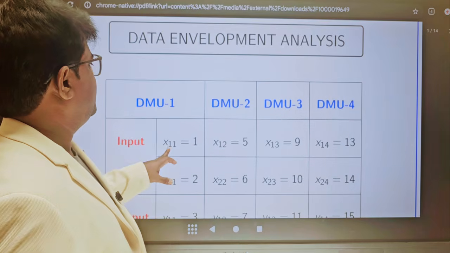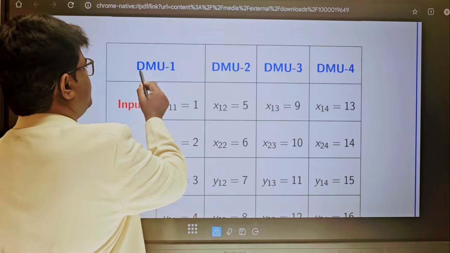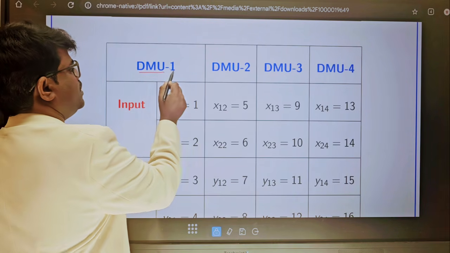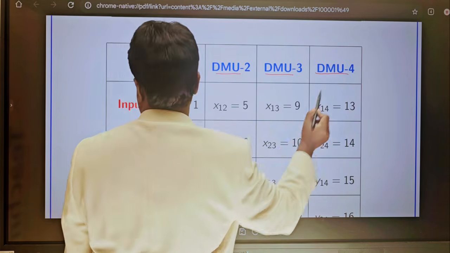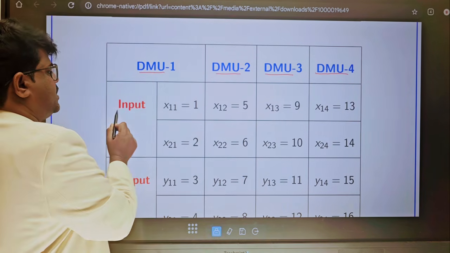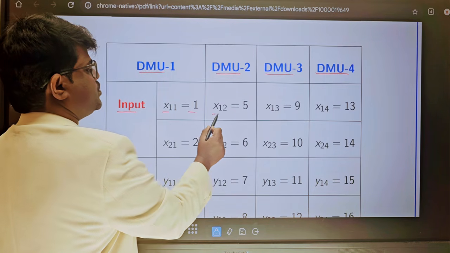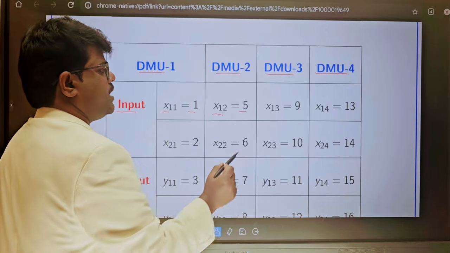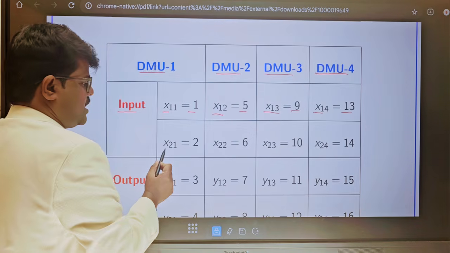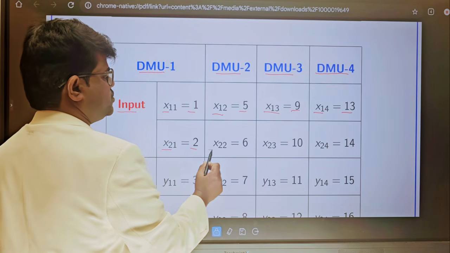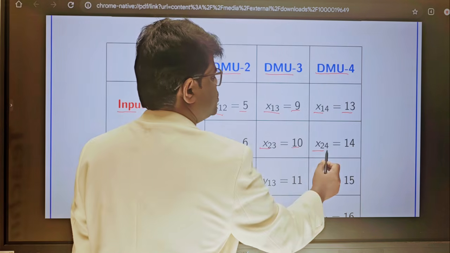Consider four DMUs: DMU1, DMU2, DMU3, DMU4. I have taken two inputs: x11 equals 1, x12 equals 5, x13 equals 9, x14 equals 13, x21 equals 2, x22 equals 6, x23 equals 10, x24 equals 14.